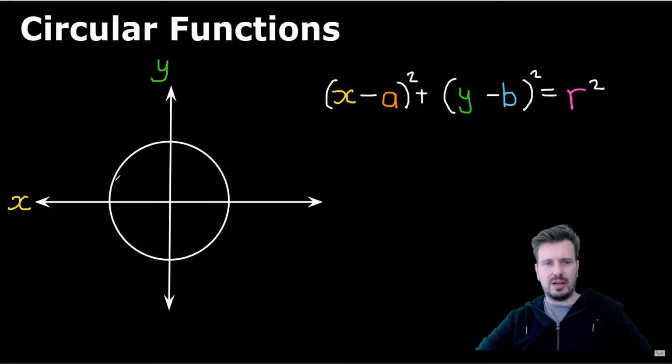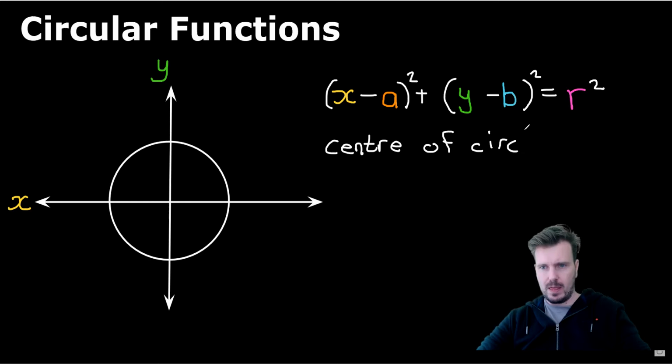So your x and your y are your x and your y. So that's as normal. But now our a here is the center of the circle, the x value of the center of the circle. So in other words, if I had a point for the center of the circle, the x value would be a, based on that equation, and the y value would be this b. So that's the first thing.